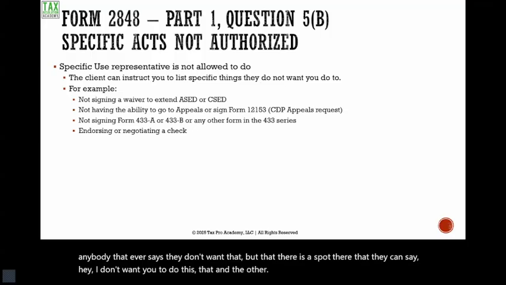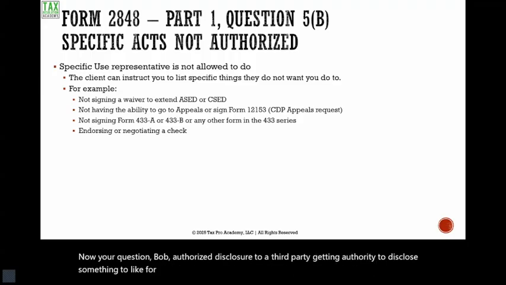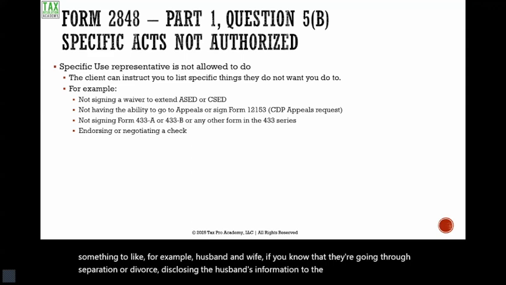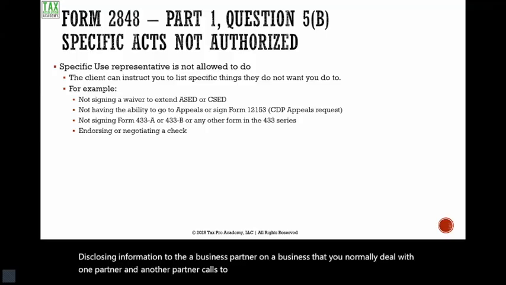Now, your question, Bob, authorized disclosure to third party. Getting authority to disclose something to, for example, husband and wife. If you know that they're going through separation or divorce, disclosing the husband's information to the wife is a third party disclosure. Disclosing information to a child or a parent, disclosing information to a business partner on a business that you normally deal with one partner and another partner calls to get information.